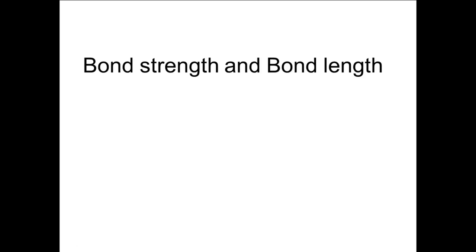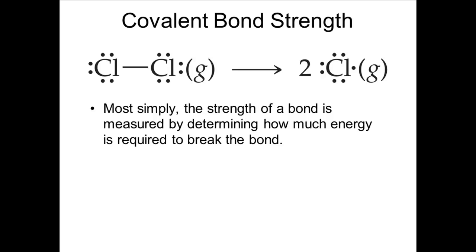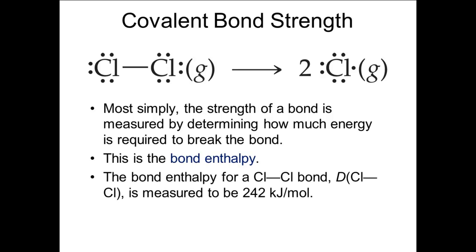Bond strength and bond length. The strength of a bond can be thought of as the energy needed to break the bond. This is called the bond enthalpy. We will discuss enthalpy in more detail later. In the case of chlorine, Cl2, the bond enthalpy, represented by D(Cl-Cl), is 242 kilojoules per mole.